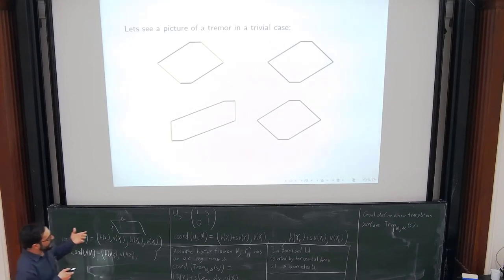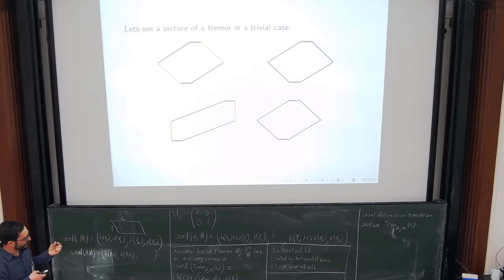And moreover, this is essentially the general picture. Because what you can do is find nearby translation surfaces where the horizontal flow is not minimal, and it splits into two components like this, but possibly by very complicated horizontal line segments. You can put Lebesgue measure on one of those, and those are converging to what your tremor is actually doing in this special case. Okay?